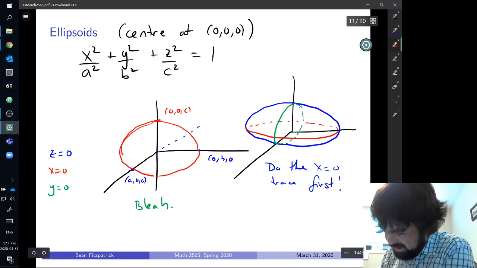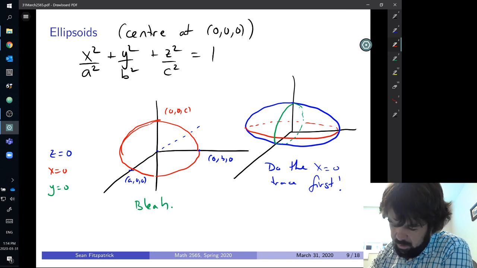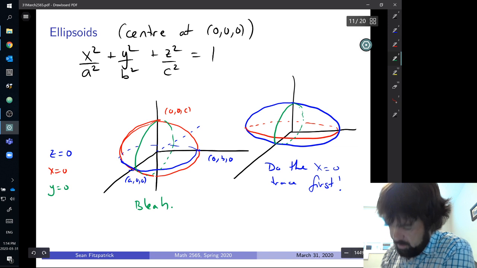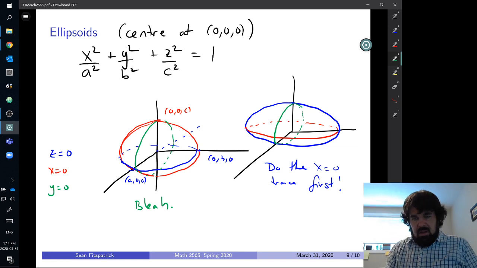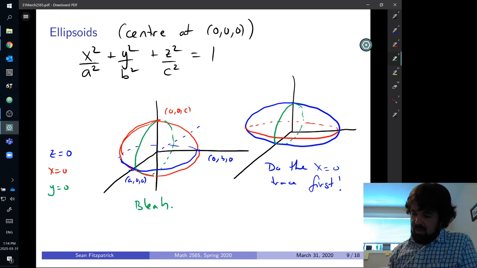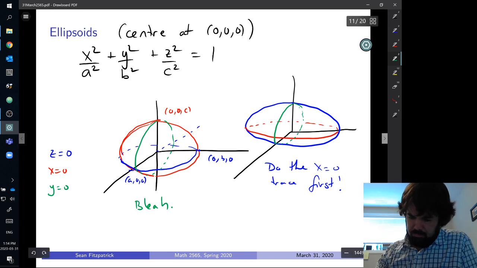Right, that's the x equals 0 trace. The z equals 0 trace would be this one here. And then the y equals 0 trace is this one kind of coming in through there. Ultimately, you just try to draw something that is vaguely football shaped and you have an ellipsoid, okay? All right.